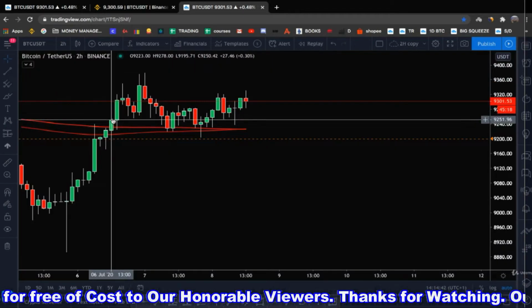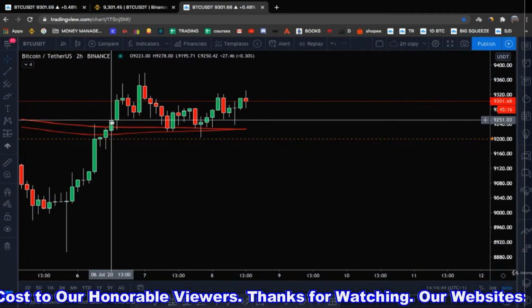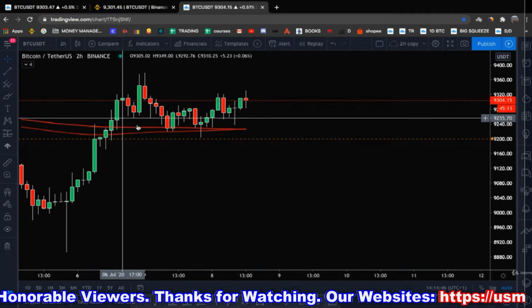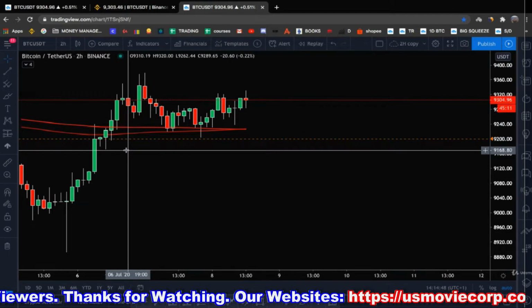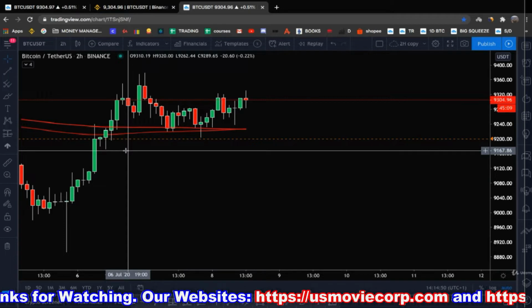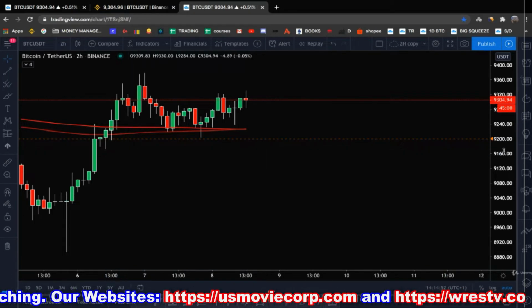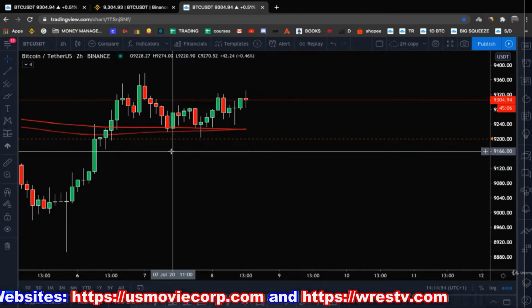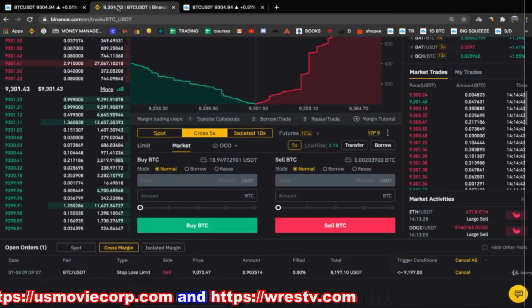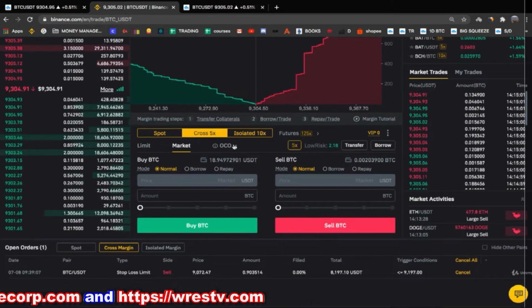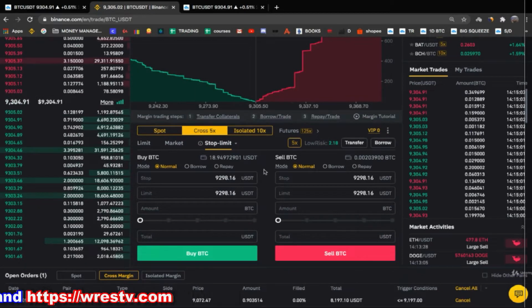Imagine that we did this somewhere around here. We bought for some reason, and now we are going to set our stop loss below this level, which is 9,167. How do you set a stop loss? Simply click here, set a stop limit.